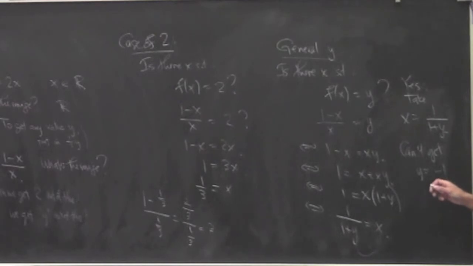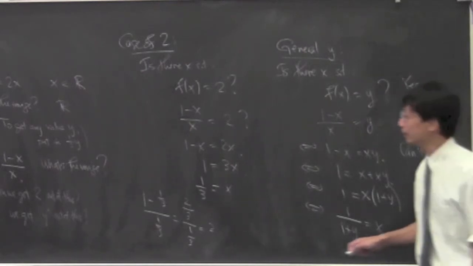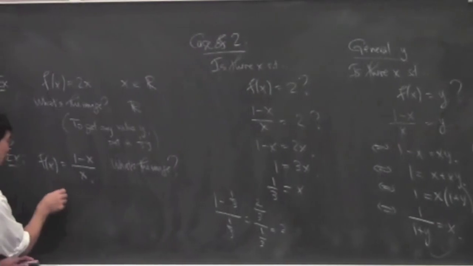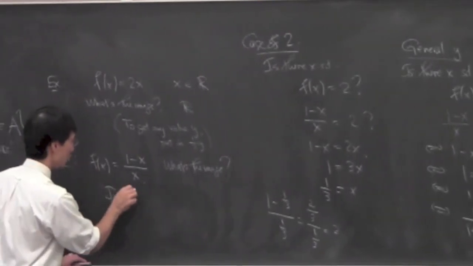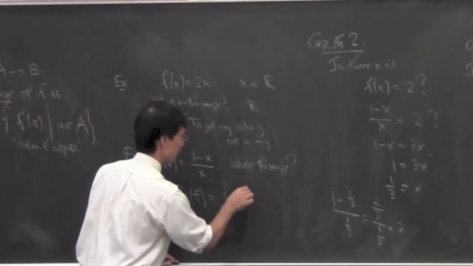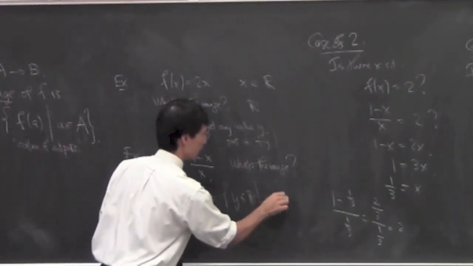Would the answer be all real numbers where y doesn't equal -1? That's right. So that would be the image. The image is all y such that y is not equal to -1.